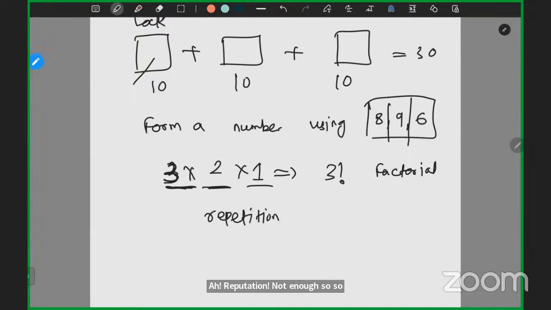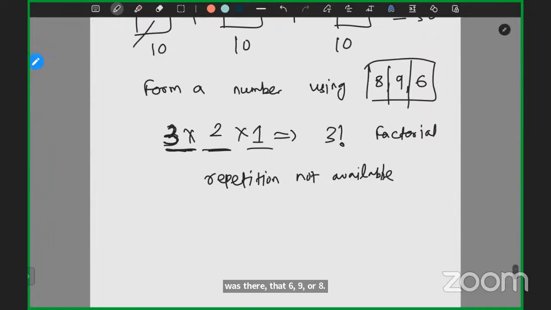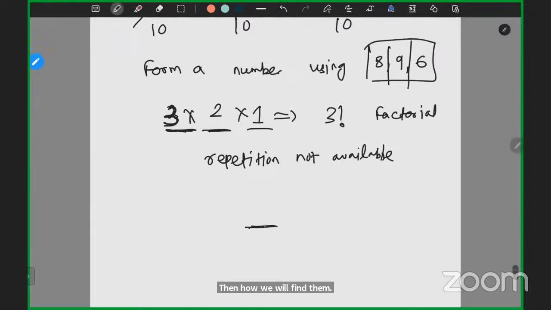Excuse me, sir. By using this example only, what if we want to find the number of combinations if the situation was that 6, 9, or 8 would be in the one's place? If we are putting any of the 3 numbers in the one's place, then how will we find the combination of numbers?